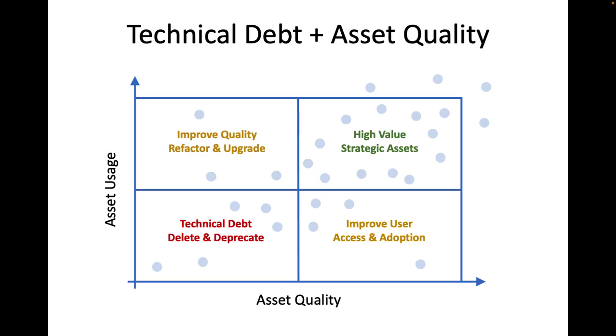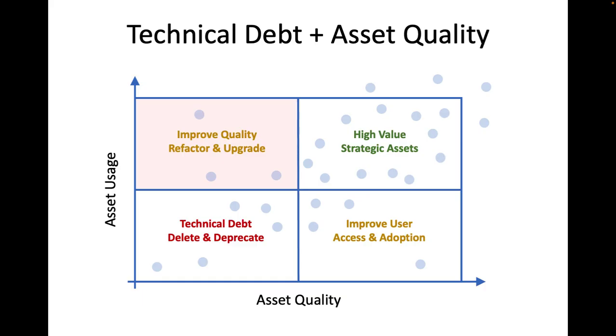Now, if you graph asset usage versus asset quality, most of your high-value strategic assets will be in the upper right corner. That's the core value of your Salesforce org. And of course, in the lower left corner, you'll find assets with low usage and low quality that are traditional technical debt. But what if you have an asset that everyone's using that they shouldn't be, like an Apex class with a security flaw? Those assets will be in the upper left.